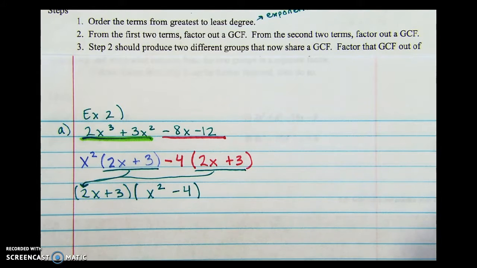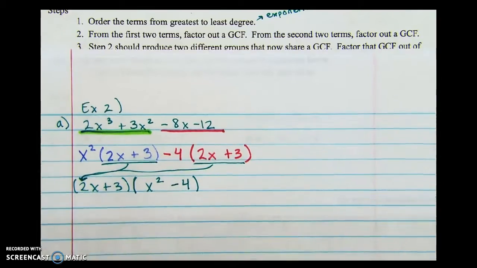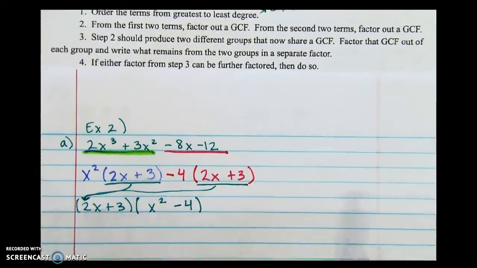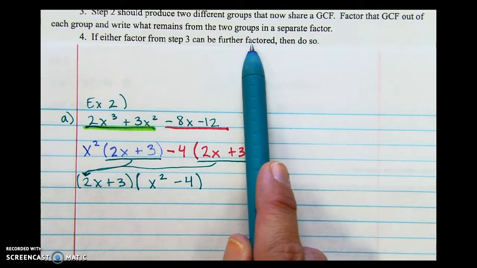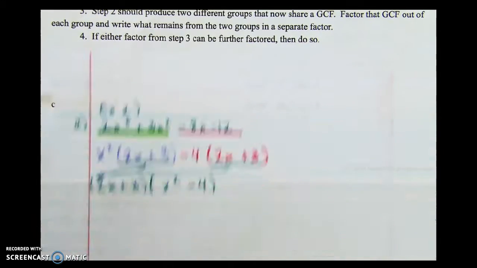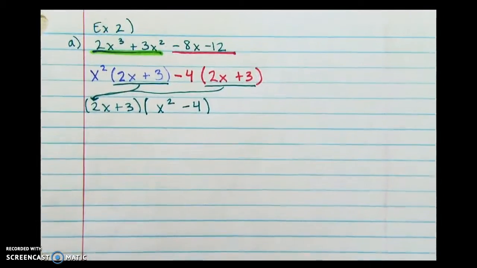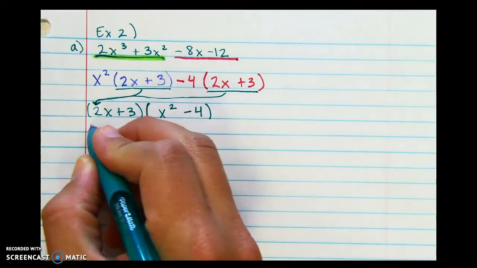That's factoring by grouping. Okay, but we're not done because we have an x squared minus 4. So can that be factored some more? Yes. Let's see here. If either factor from step 3 can be further factored, then do so. Oh, those are instructions. All right, how do we factor x squared minus 4?